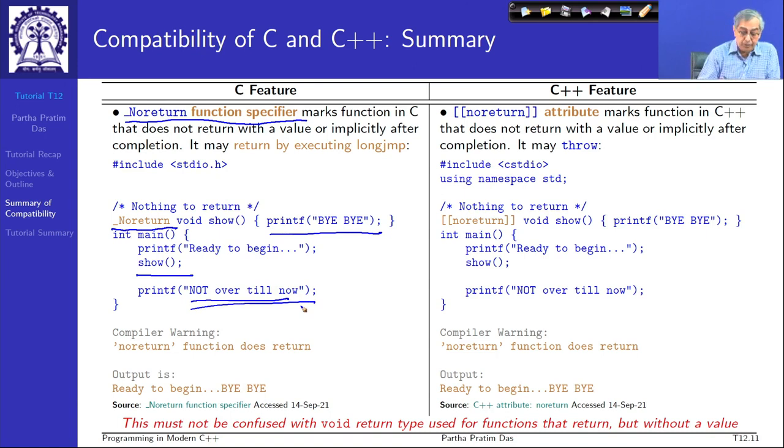If you write noreturn, then the compiler will give you a warning, because the compiler wants to make sure that you really want this behavior. That is the behavior. It's a little atypical behavior, but there is a reason why it exists.